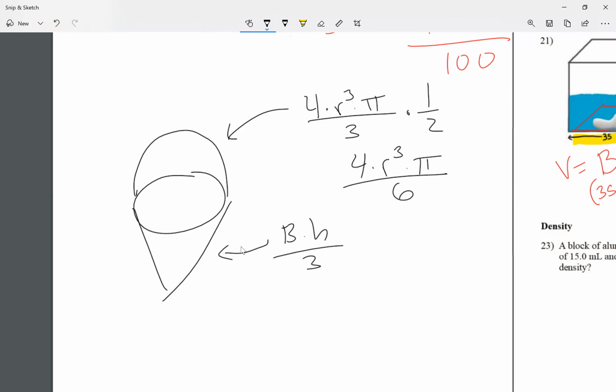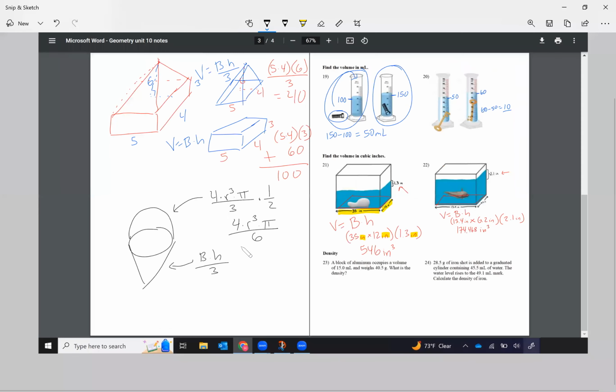So if you guys run into hemispheres, half of a sphere, make sure you do that. I don't have the measurements here, but what I will do is get the volume of the cone, get the volume of the hemisphere, and then just add them up. So this is what we're going to be practicing for today.